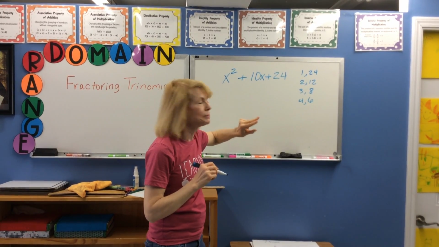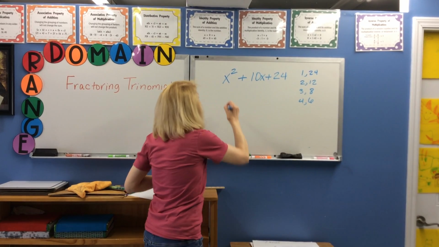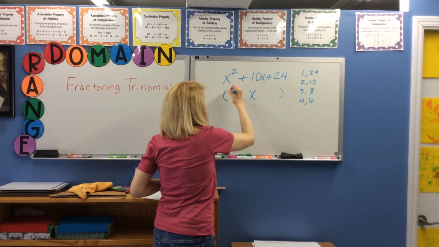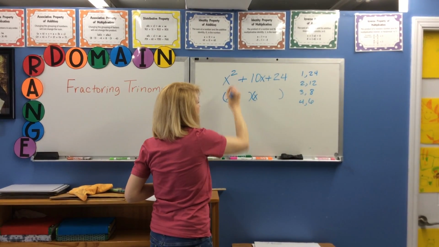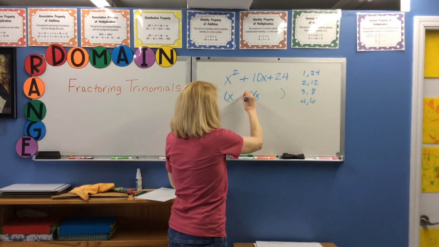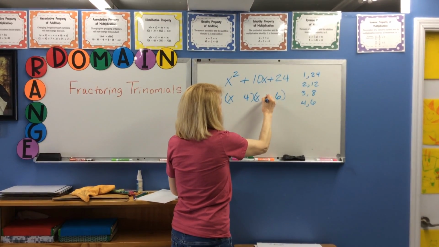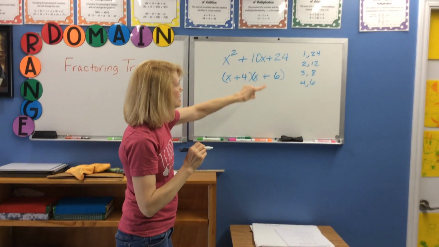In this case, it's pretty easy. It's 4 and 6, add up to 10. So my two binomials are going to be x. You're going to put an x at the beginning of both of them because x times x is x squared. And then your two factors, and then they're both positive, so you put plus sign. X plus 4 times x plus 6.